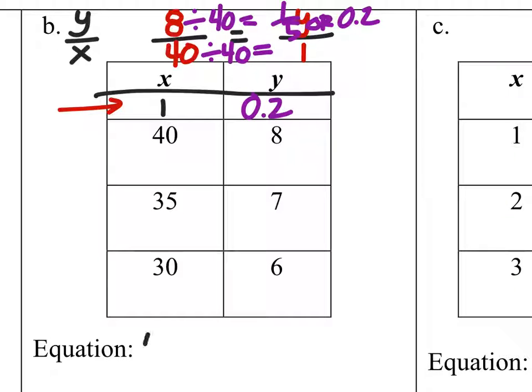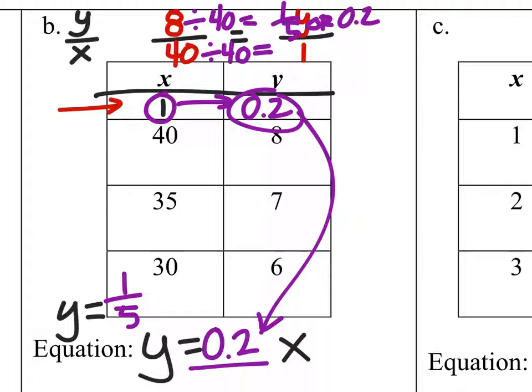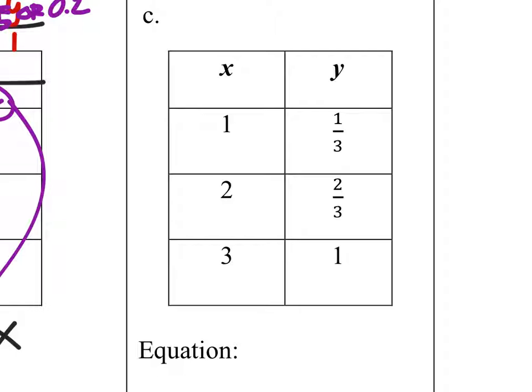So what's the equation? It should be y equals some value, the coefficient, times the x, right? What value goes there as the coefficient? Yeah, 0.2, because that's where the x is 1. Now, of course, if you wanted to, you could write this as a fraction, y equals 1/5 times the x as well. Either one of these. All right, you guys take a moment and write the equation for C.